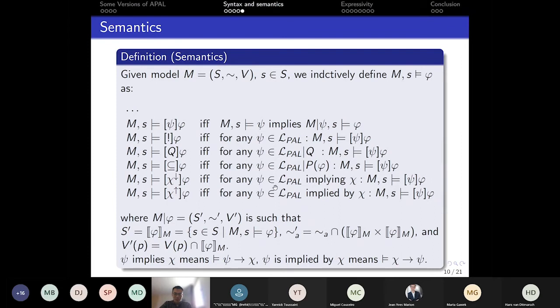It is the formulas implying chi or implied by chi. And to be more precise, here phi implies chi means that phi implies chi is valid. And psi is implied by chi also means that chi implies psi is valid. This is with the condition of the semantics of this quantifier of IPAL.